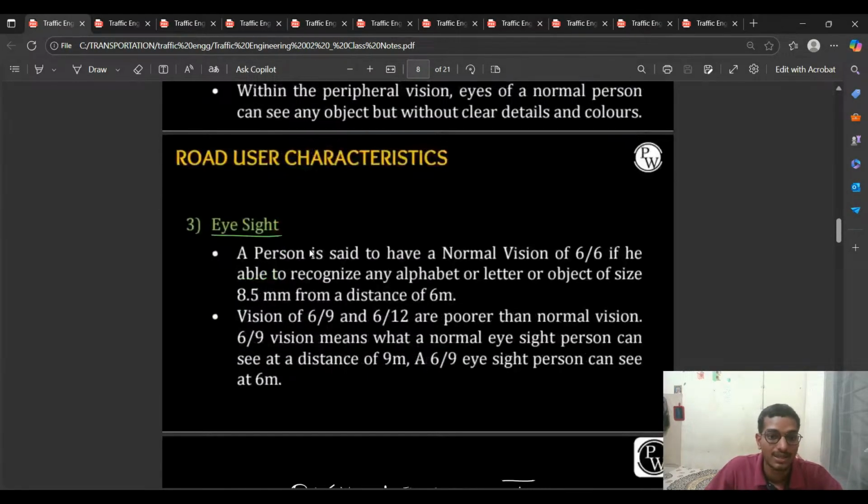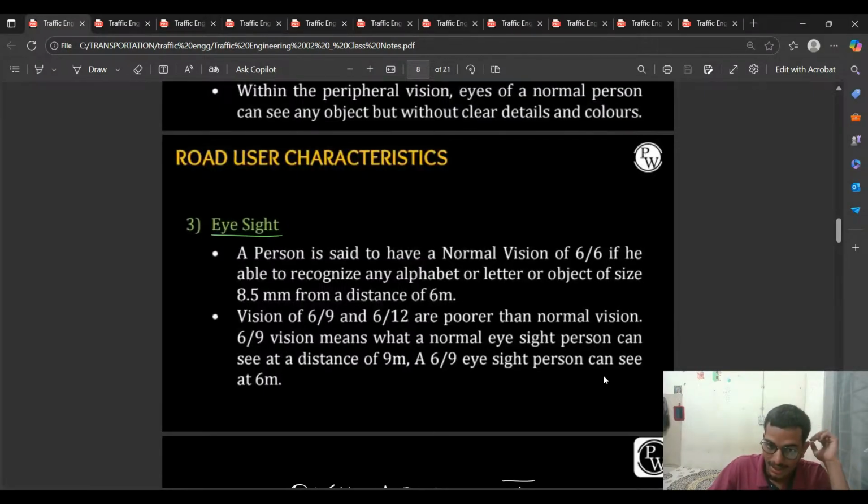Road user characteristic: a person is said to have a normal vision of 6 by 6 if he is able to recognize any alphabet of 8.5 mm from a distance of 6 meter. That means you have a 6 by 6 vision. Visions of 6 by 9 or 6 by 12 are poorer than normal vision. 6 by 9 vision means that a normal eyesight person can see at a distance of 9 meter, but a 6 by 9 eyesight person can see at 6 meter.